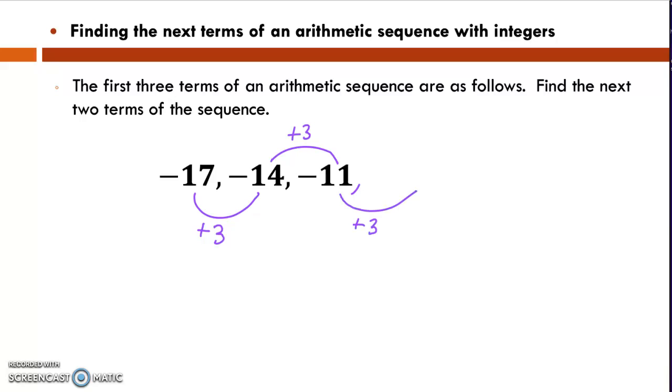So negative 11 plus 3 is negative 8. And then to get to my next term, again, I need to add 3. Negative 8 plus 3 is negative 5. So there's one example of finding the next terms of an arithmetic sequence.